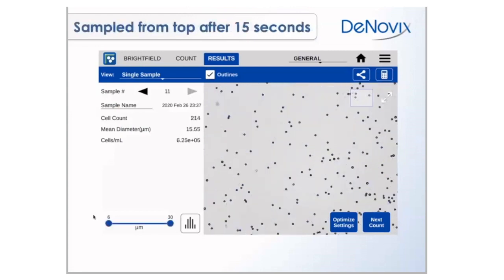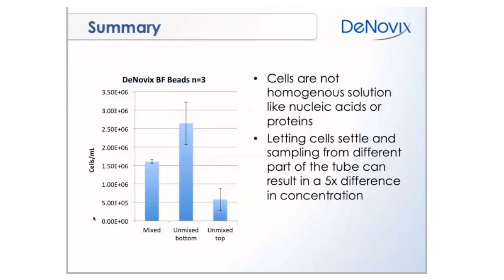And then when you sample that same tube, mix it, sample from close to the top of the tube, you go down to about 600,000 cells per mil. So I was pretty surprised that you get a 5x difference between the bottom of the tube and the top of the tube pretty consistently after just waiting for 15 seconds.